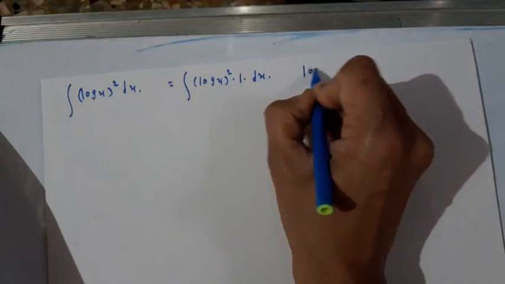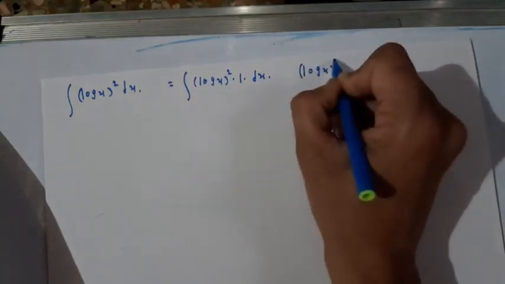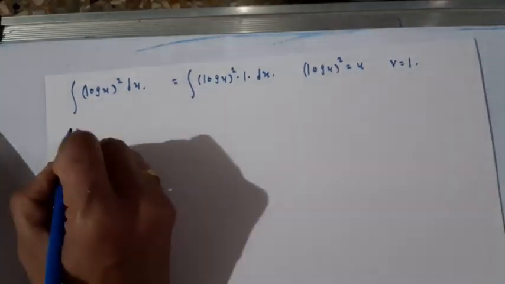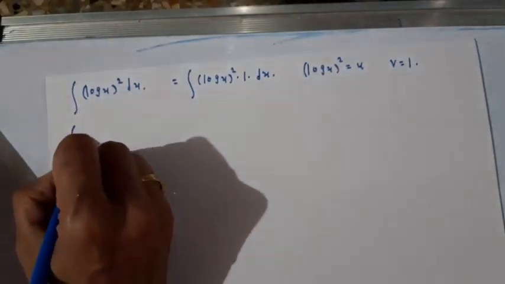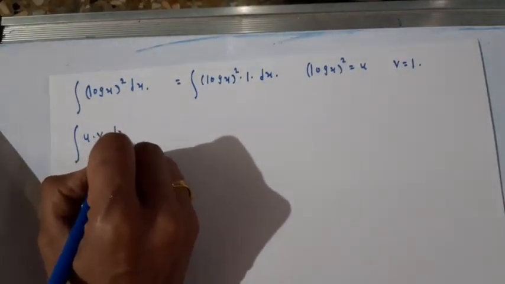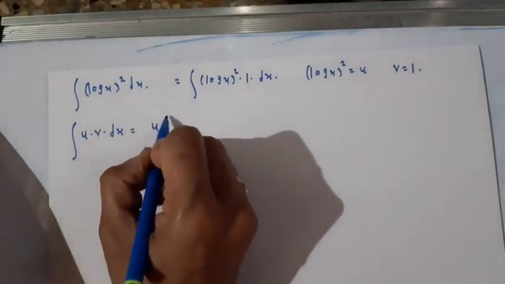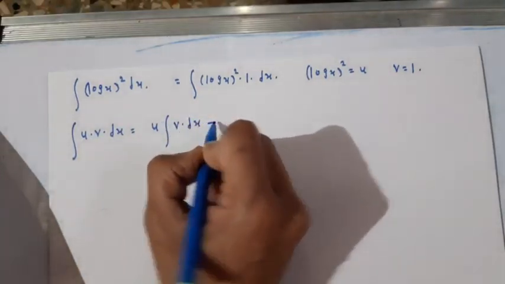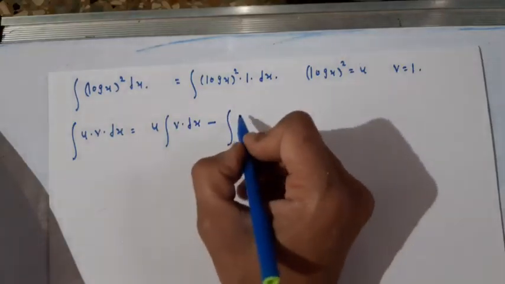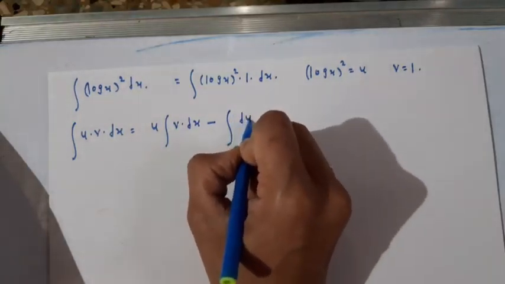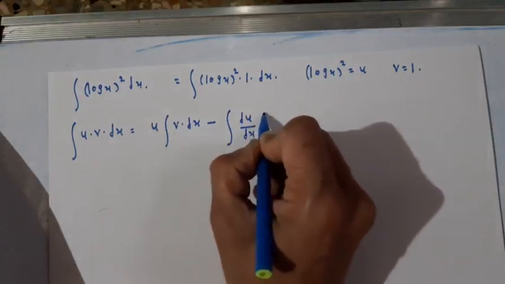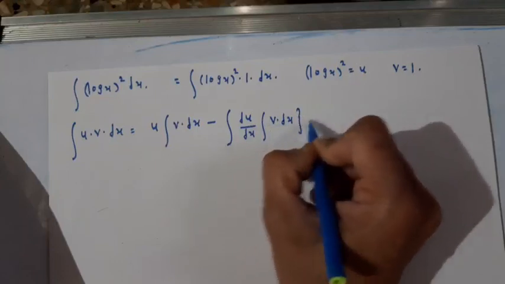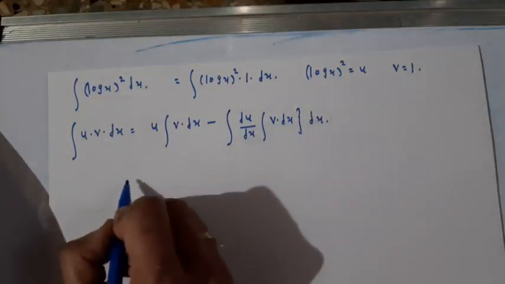So here u equals log of x whole square and v equals 1, and by using the integration by parts theorem, that is, the integration of u into v with respect to x is u, taken outside the integration of v with respect to x, minus the integration of the differentiation of u with respect to x into the integration of v with respect to x, and the whole with respect to x.